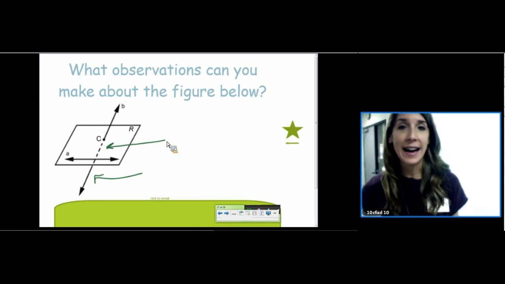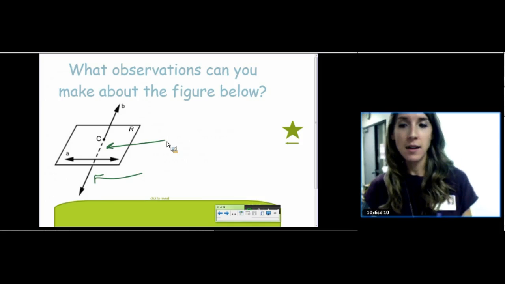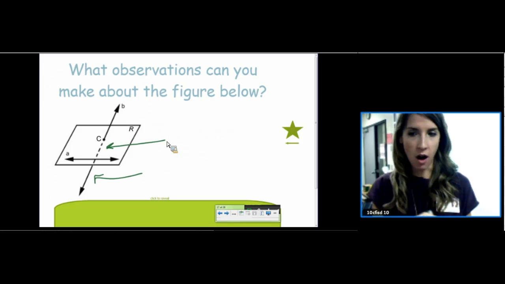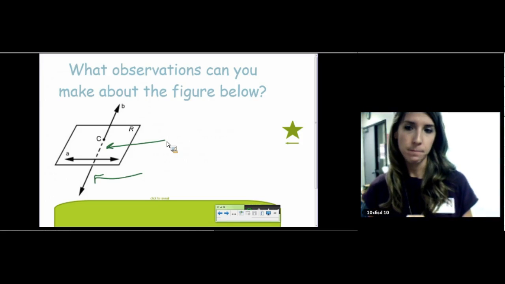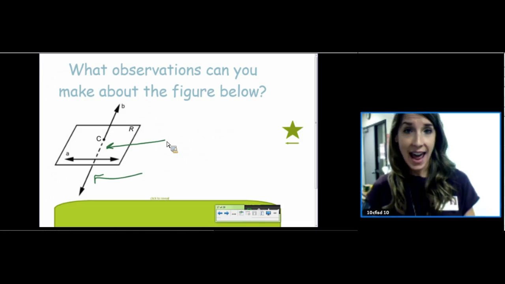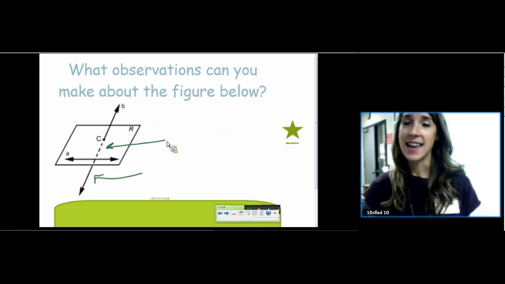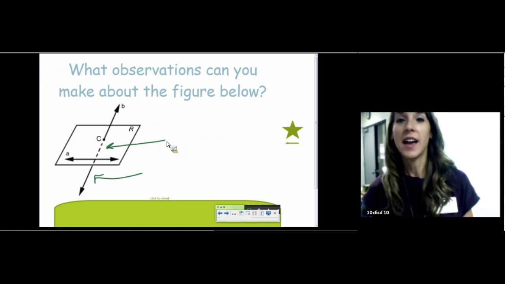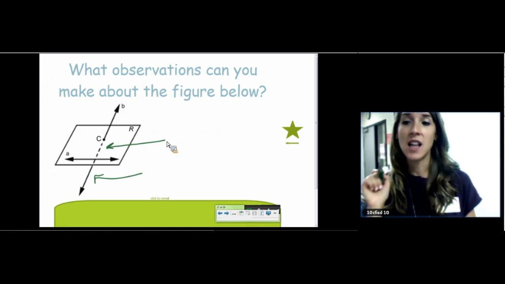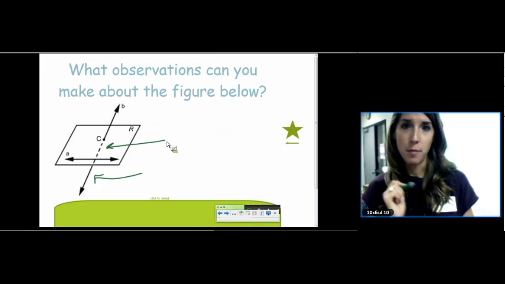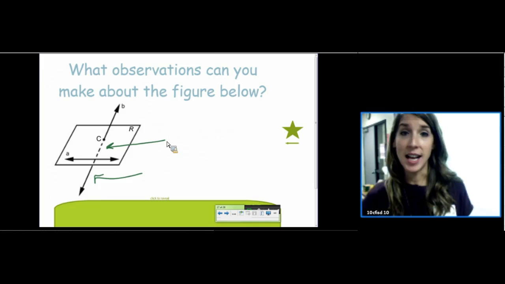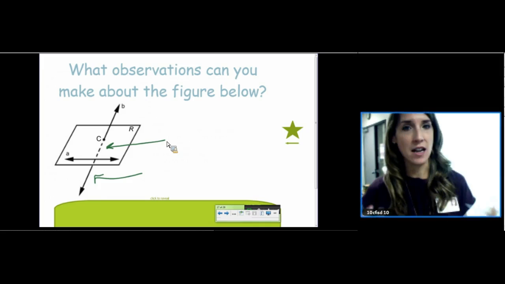These are things you need to practice saying out loud. Line B is intersecting plane R at point C. Is line A in plane R? Yes. Is line B in plane R? No. It's intersecting plane R, but it's not in plane R.